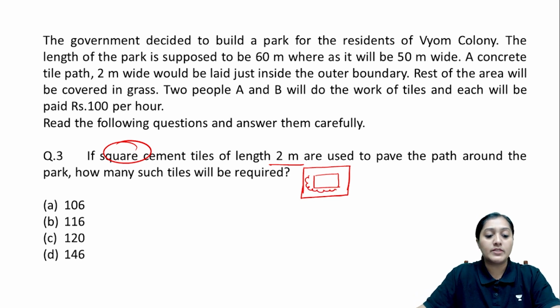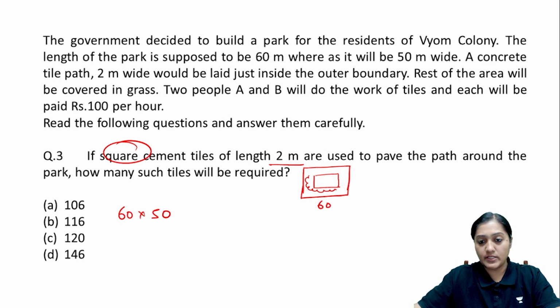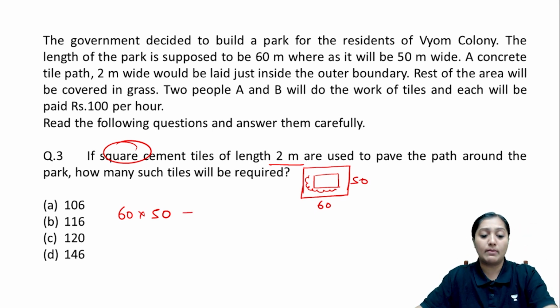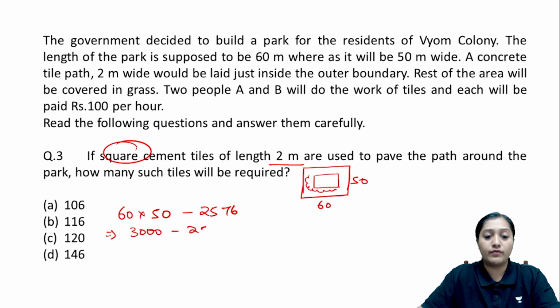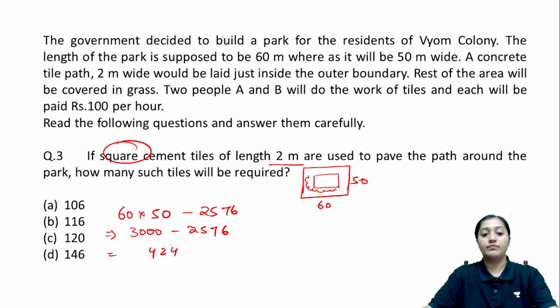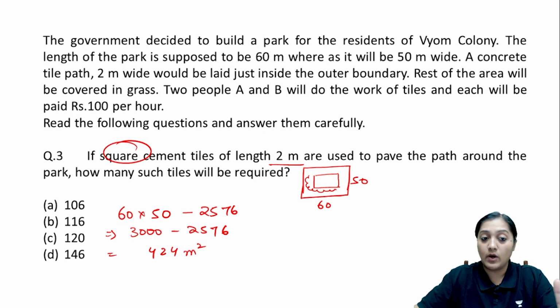That's it. So what was that? 60 into 50, because this length was 60, this breadth was 50, minus हमें पुराना एरिया जो इनर एरिया है वो तो हमारे पास ऑलरेडी था, that was around 2576. So what are we going to get here? We are going to get 3000 minus 2576. Here we get 4, 2 and 4. That's the area.